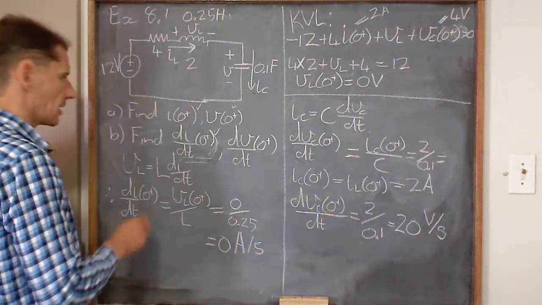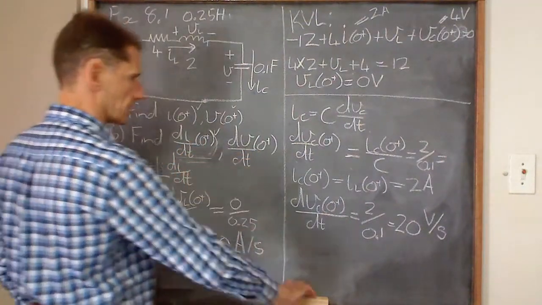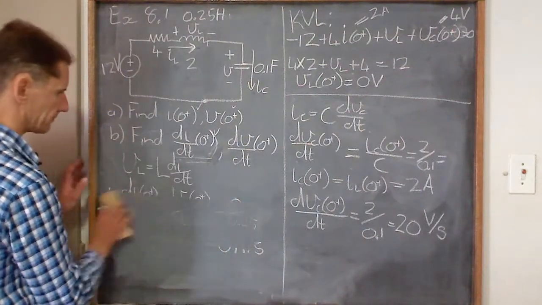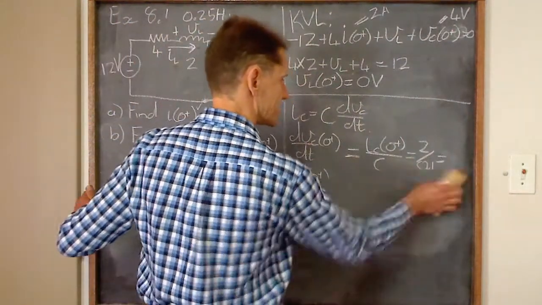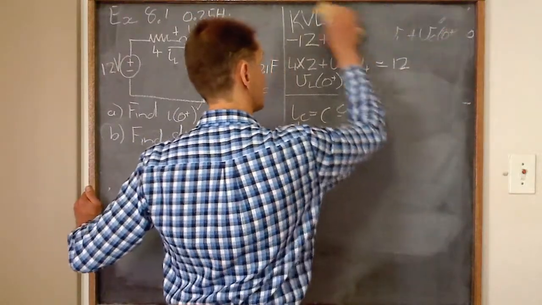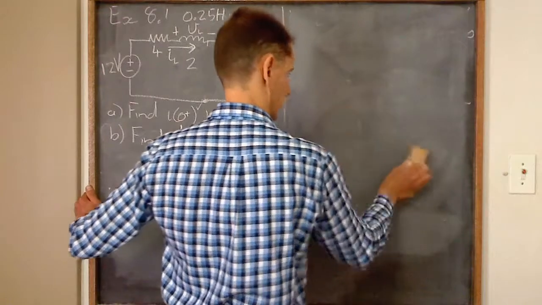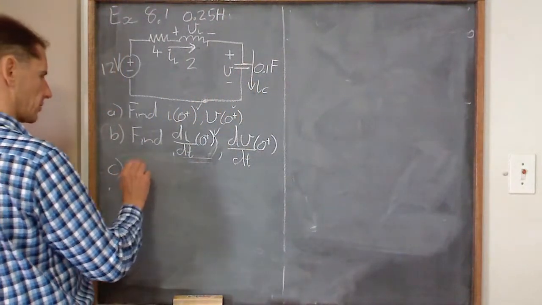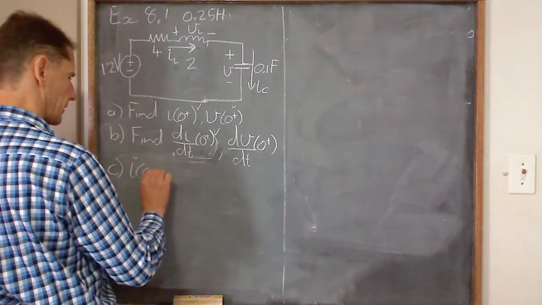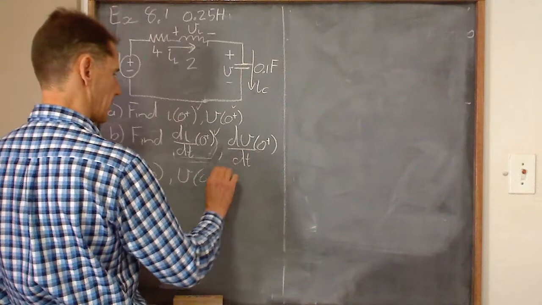Okay, so now we've got the initial conditions for the rates of change. The next thing for the C part, we now need to go and calculate the steady state or the final value at time infinity. So in other words, for the C part, we're going to find I at infinity and we're going to find V at infinity.